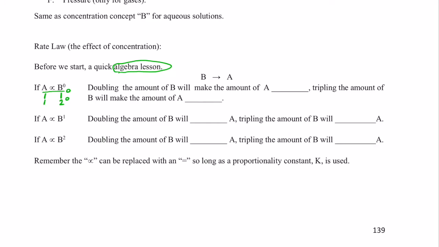It hasn't changed. Let's say we triple it. We go from 1 to 3 to the 0 power. What's A again? That's right, A is still 1. Anything to the 0 power is 1. It doesn't change. So when I double the amount of B, it will make the amount of A unchanged, and when I triple the amount of B, it will make the amount of A unchanged. So no matter what I do to B, it has no effect on A.